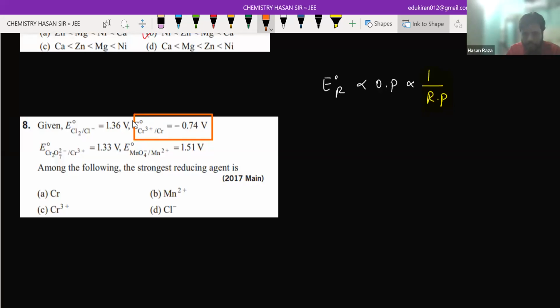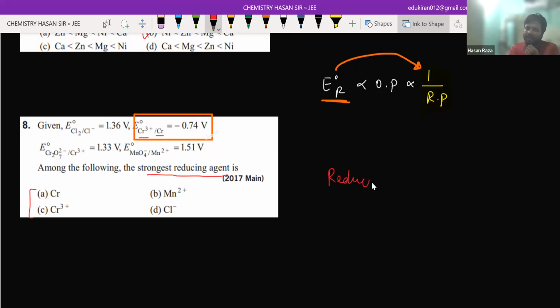Sir, but it is having less potential. Yes, exactly. As I told you, E naught R is inversely proportional to reducing power. So the one which has the lowest value of E naught R will have the greatest reducing power. Yes or no? Yes, yes, yes. Now, what you need to do? This will be your answer. But here, Cr plus 3 and Cr both are present in the option. Now, look at the question: strongest reducing agent.